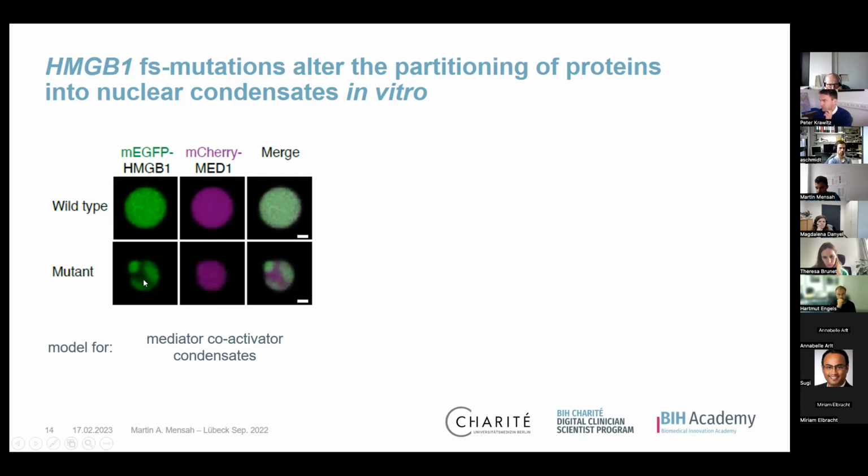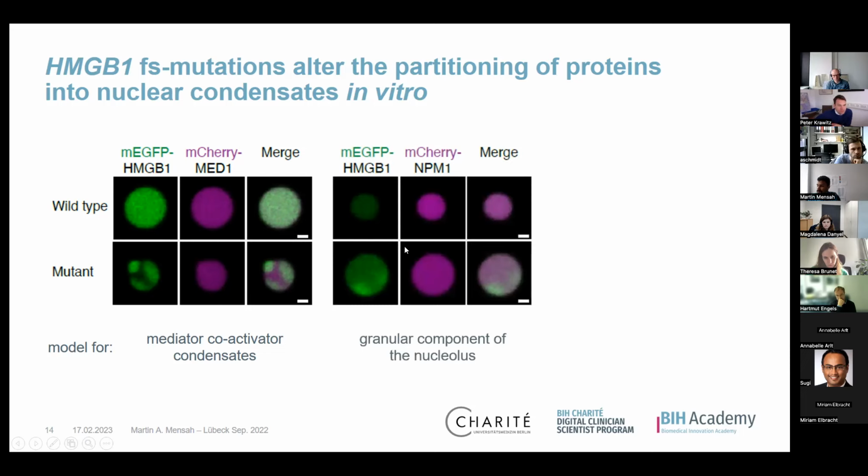Now, the mutant HMGB1 shows a different pattern. So this is where mediator complex is. Now we see in the center, we lose signal. At the borders, there is some signal of mutant HMGB1 still, but it's not equally distributed throughout that condensate as mediator complex would have been. So this confirms that the phase separating nature of HMGB1 is altered in mutant HMGB1.